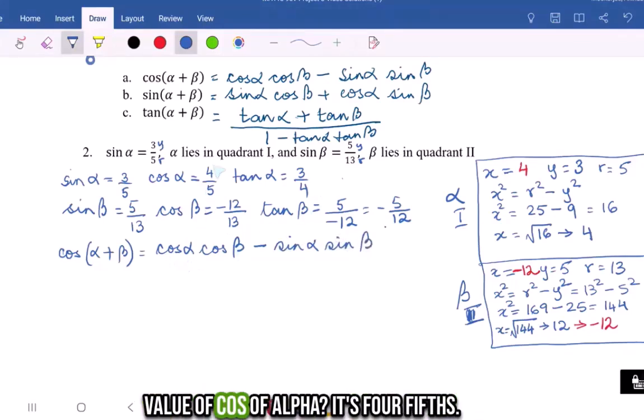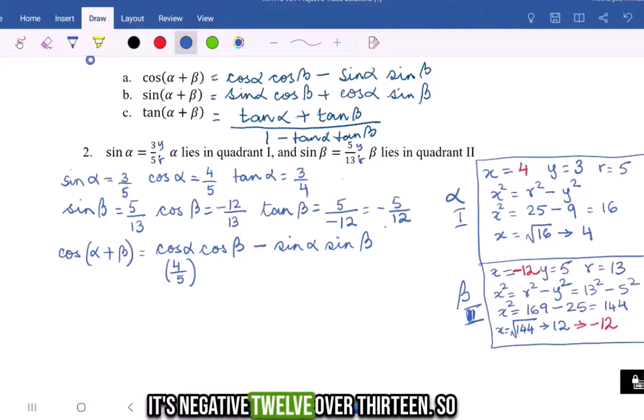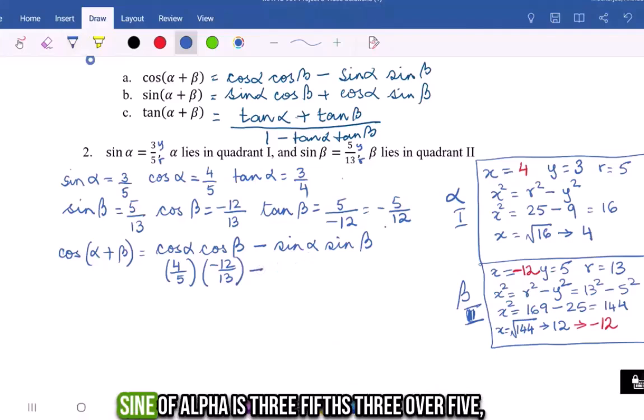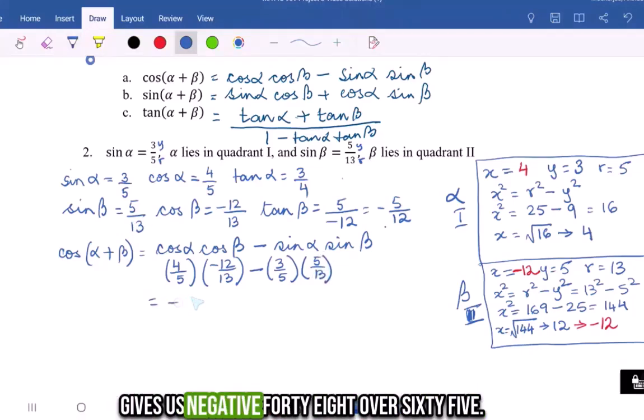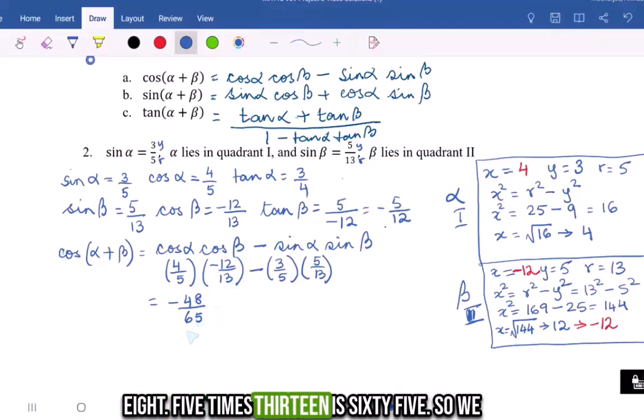What is the value of cos of alpha? It's 4/5. So 4 over 5. For cos of beta, it's negative 12 over 13. So negative 12 divided by 13 minus sine of alpha is 3/5, 3 over 5, and sine of beta is 5 over 13, which gives us negative 48 over 65. So 4 times negative 12 is minus 48. 5 times 13 is 65.